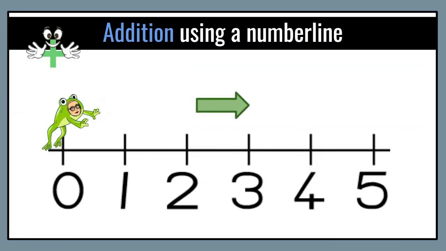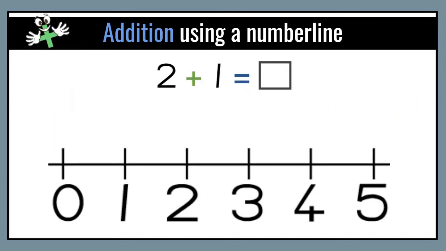That means we are counting from left to right. That is counting forward. Here I have a sum. 2 plus 1 equals, and you must try to guess the answer. But let me help you. Let's use our number line. We look at what characters are we going to use.